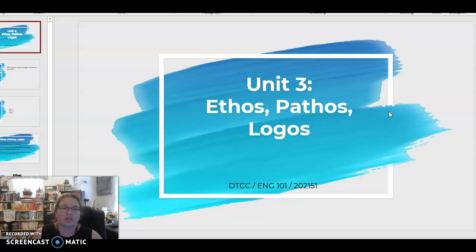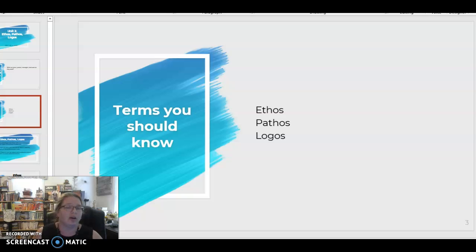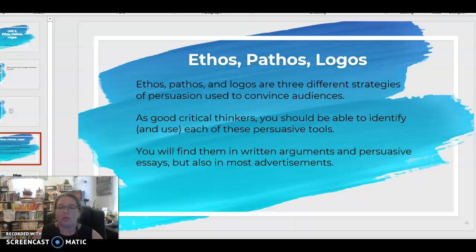Hi, in this presentation we'll be talking about the Unit 3 content, Ethos, Pathos, and Logos. So the question that you should be able to answer after this super quick presentation is, what are Ethos, Pathos, and Logos, and how are they used? And the terms that you should know are Ethos, Pathos, and Logos. So what are these things that I keep saying?